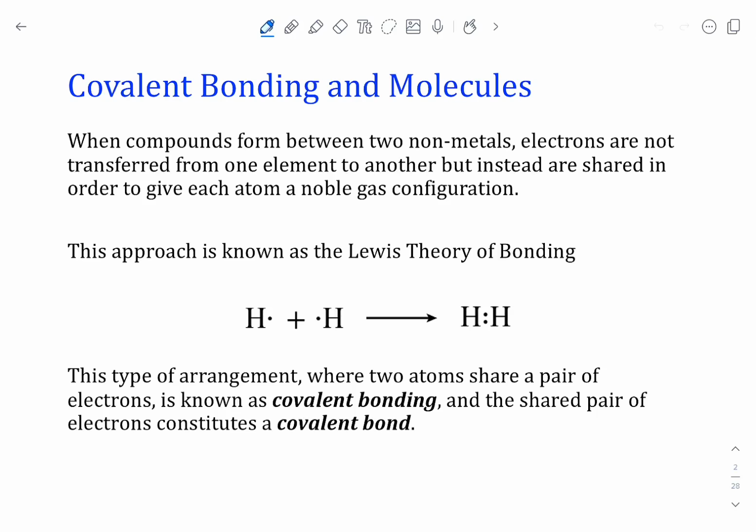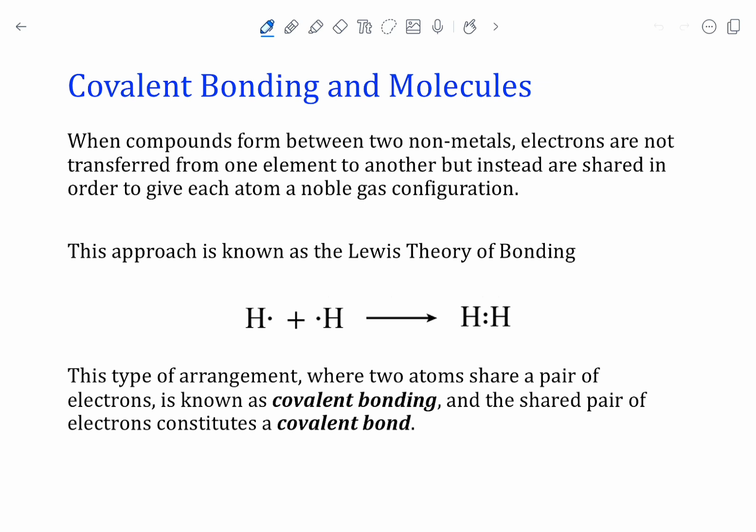What is covalent bonding and how do we make molecules? Well, when compounds form between two nonmetals, electrons are not transferred from one element to another like we've seen in ionic compounds in our previous lesson, but instead the electrons are shared in order to give each atom a noble gas configuration. And we showed this in our previous lesson when we talked about the octet rule.